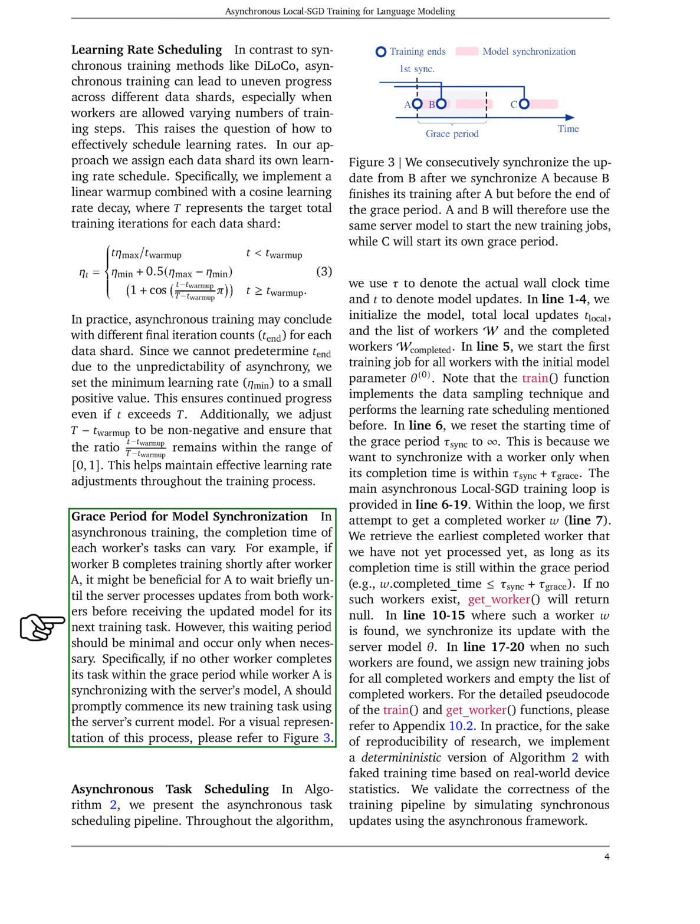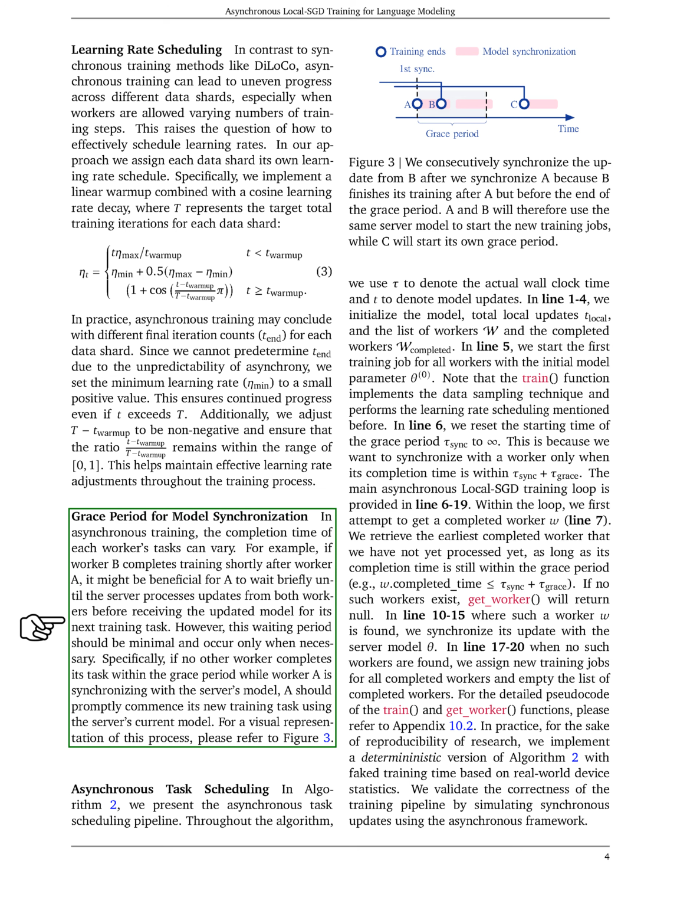In asynchronous training, the completion time of each worker's tasks can vary. If one worker finishes training shortly after another, it might be beneficial for the first worker to wait briefly until the server processes updates from both workers before receiving the updated model for its next training task. However, this waiting period should be minimal and occur only when necessary. If no other worker completes its task within the grace period while the first worker is synchronizing with the server's model, the first worker should promptly commence its new training task using the server's current model.